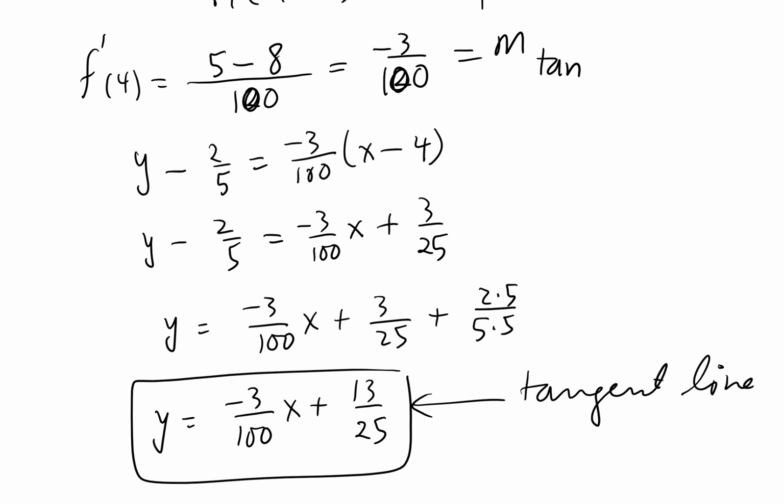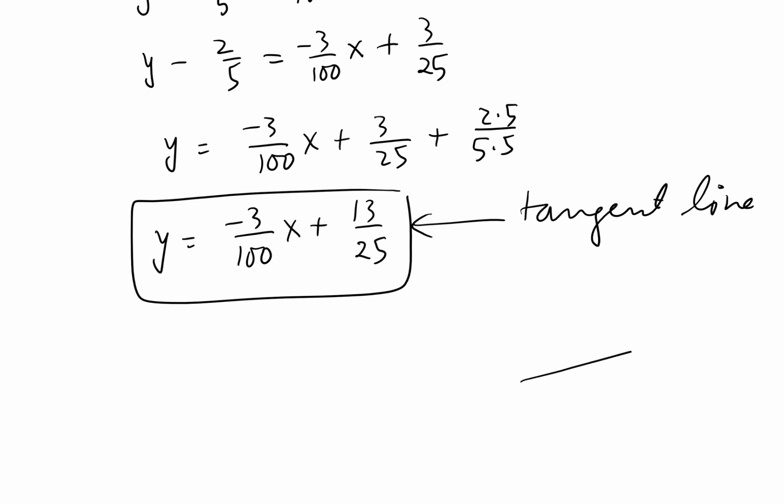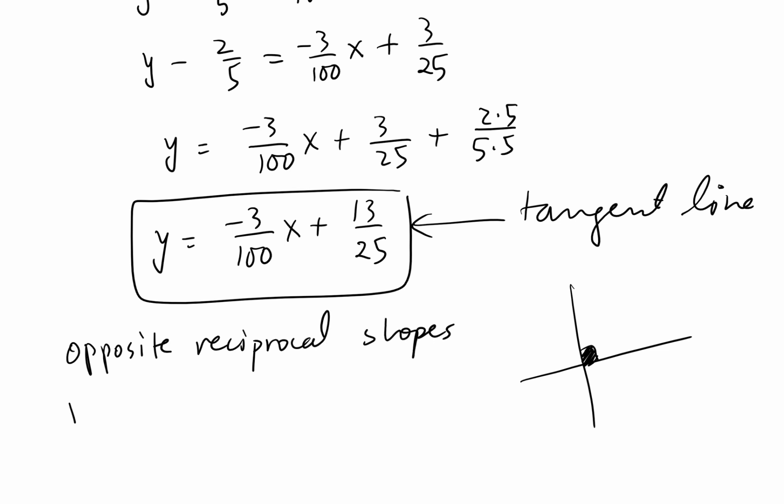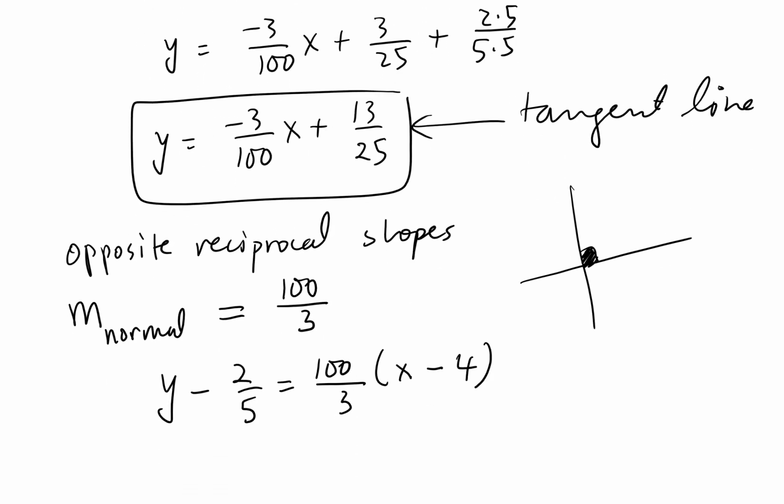Okay, so that's the first one. Part B of this, we need to find the equation of the normal line. Remember I said the tangent line and normal line are perpendicular to each other. So they have opposite reciprocal slopes. So the slope of the normal line is the negative reciprocal. So you flip it and make it 100 over 3. The equation becomes y minus 2/5 equals 100 over 3 times x minus 4, like that.